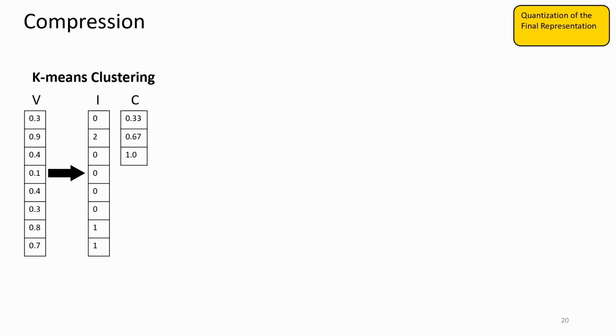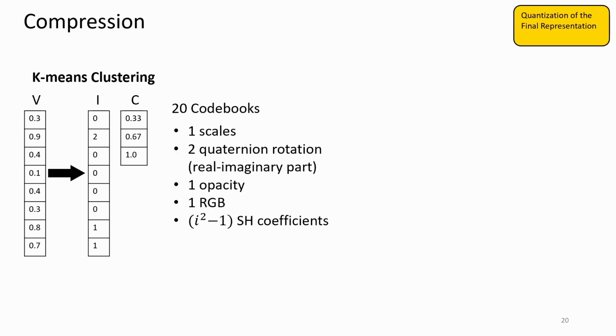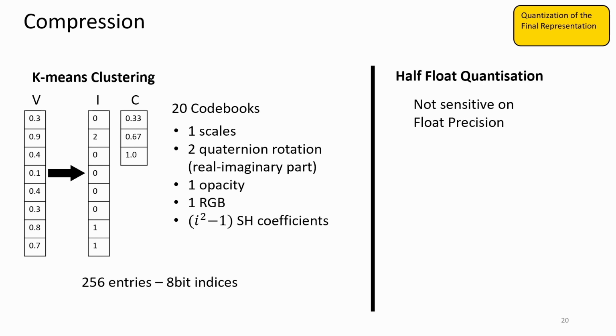Since the index is probably smaller than a full float, we benefit from the size difference. In our case, we use 20 codebooks of 256 entries each, so we only need 8-bit indices. The second observation is that 3D Gaussian splatting is not very sensitive to float precision, so we can replace the remaining float parameters with float 16. That's pretty simple. So for the codebook entries and the positions, we use float 16.